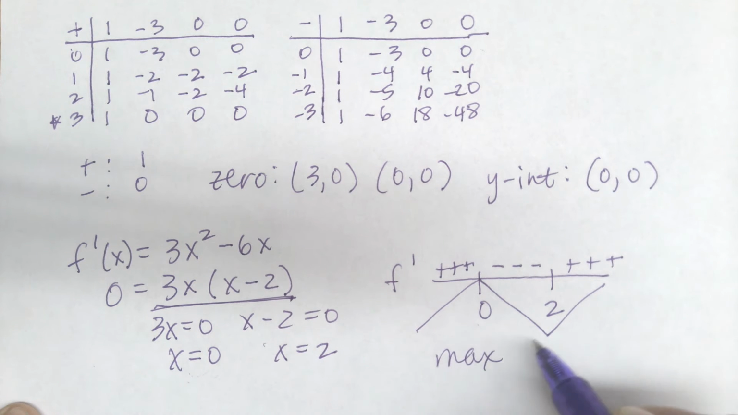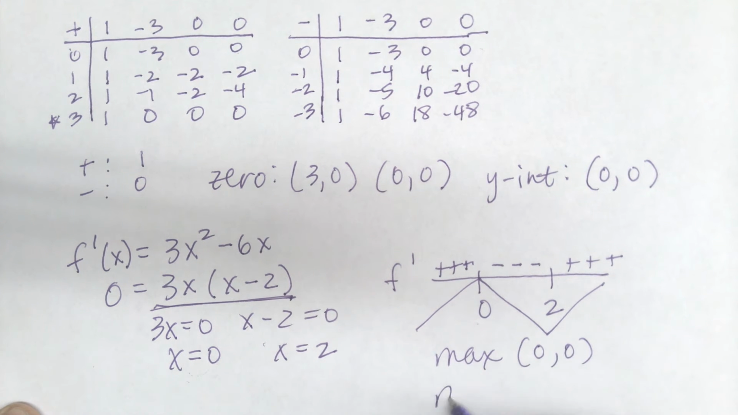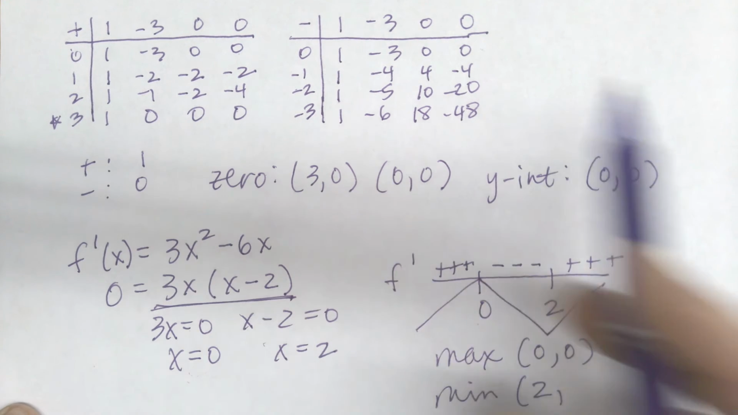That gives me a max at (0, 0), and a min at 2, comma, up here in the table, negative 4.